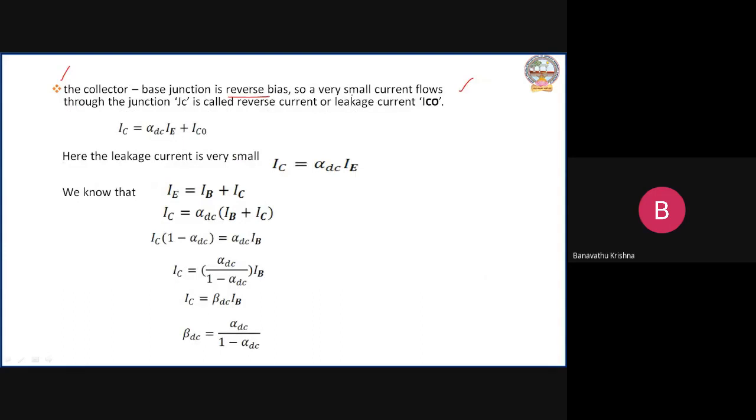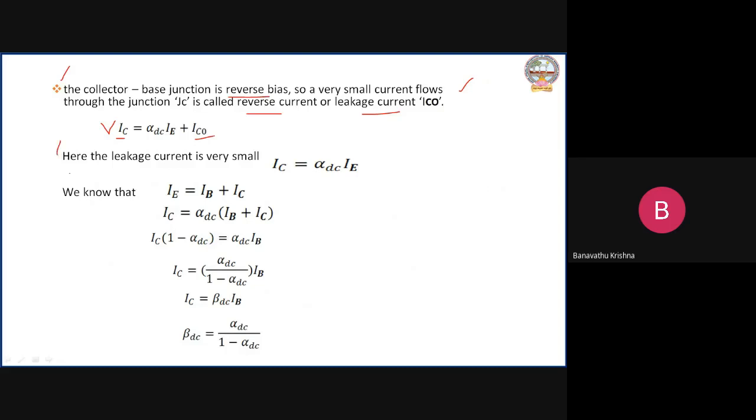So a very small current flows through the junction. JC is called reverse current or leakage current, ICO. Therefore, the total current in the collector region, IC, equals alpha DC IE plus ICO. ICO is nothing but the reverse saturation current or breakover current.